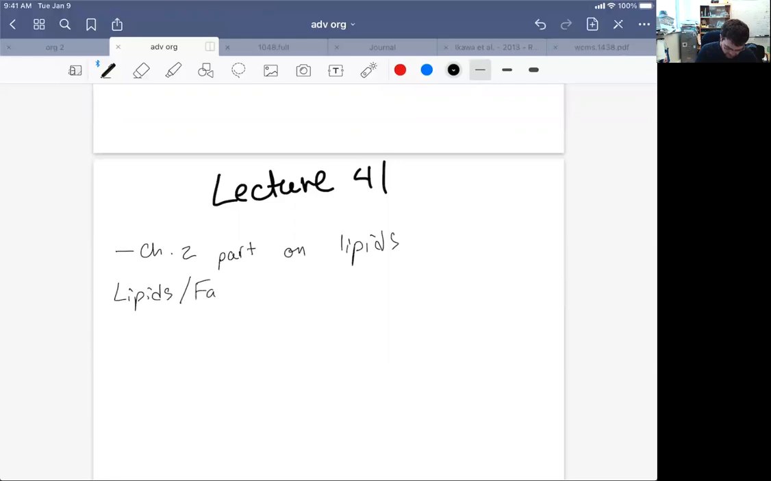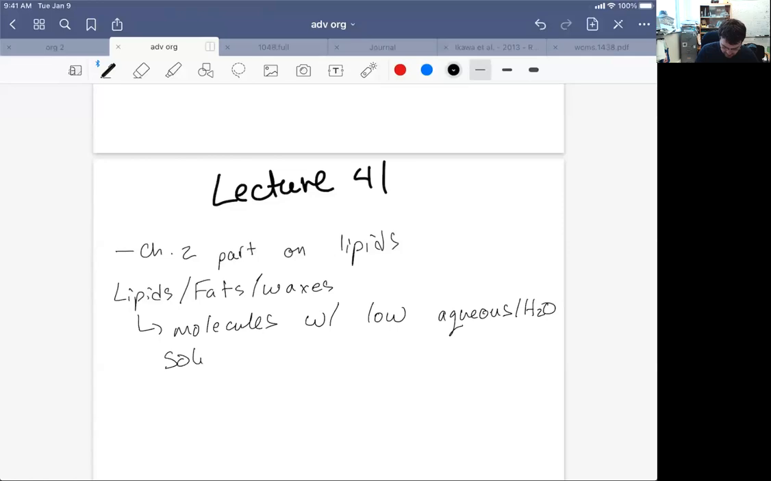So lipids and fats, and really waxes too. These are molecules with low aqueous solubility. Aqueous or H2O solubility. Rather they dissolve in organic solvent many times. Okay, that's a pretty cool property of a biomolecule. I mean, I know we've probably heard the term fats and waxes and all that stuff, but just to think through, it's such an unusual characteristic of a molecule that shows up in biology.